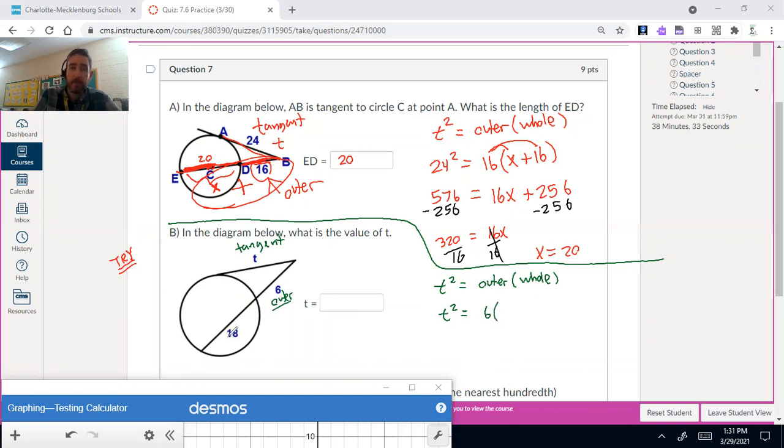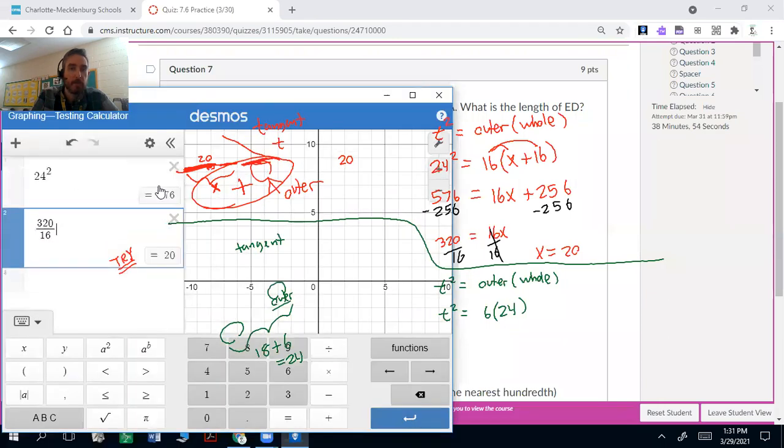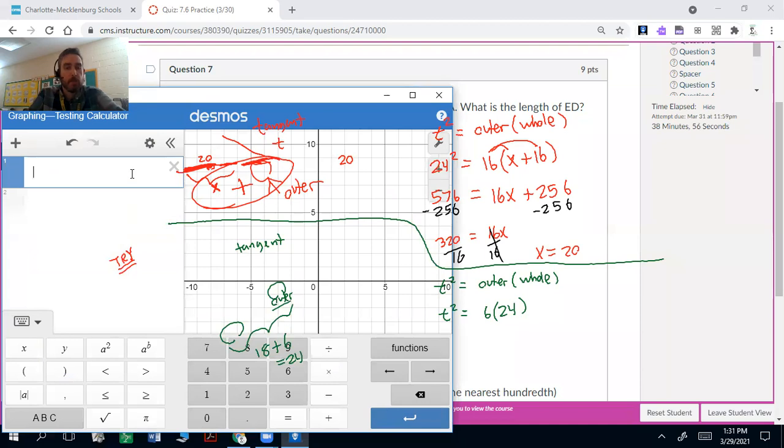Now what's the whole thing? Well, it's going to be the sum of these two. So the whole is going to be 18 plus 6. We actually have the number, right? 18 plus 6 is 24. So that's our equation. Looks a little bit different than the last one. There's actually a little bit less work involved. 6 times 24 will have to be done first. So 6 multiplied by 24 is 144.